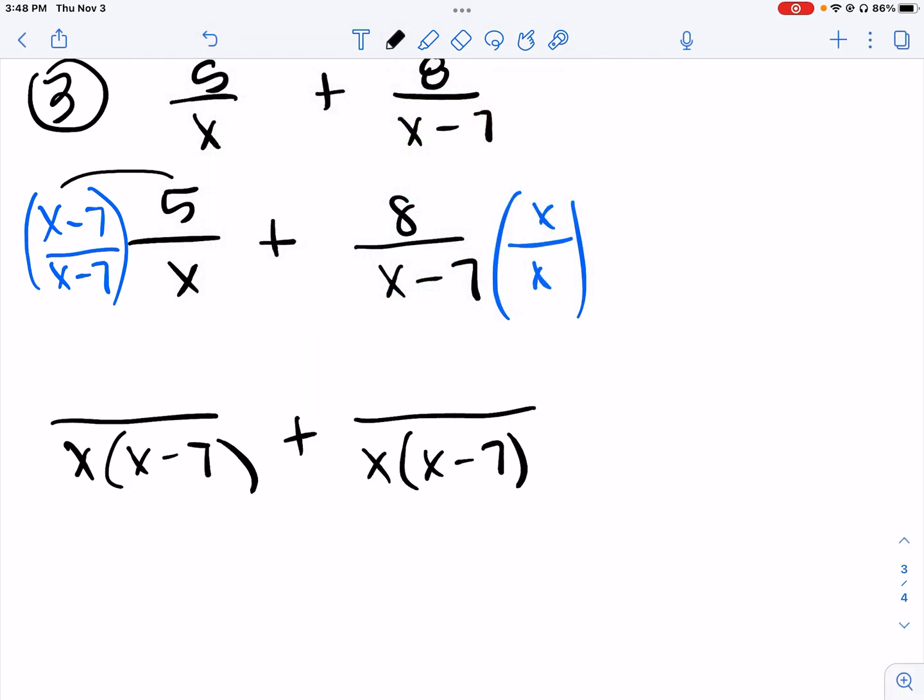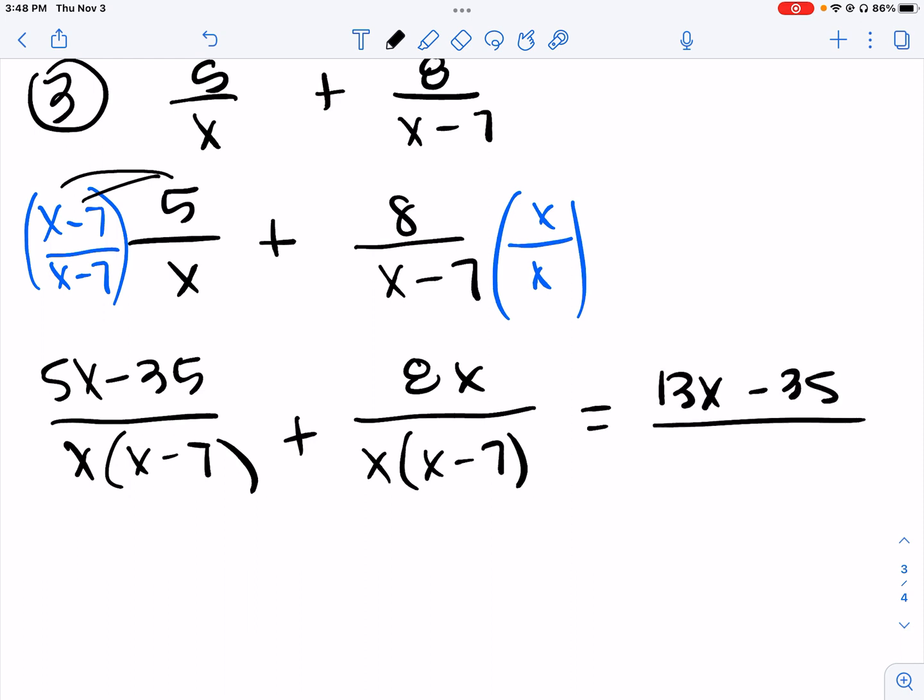So now multiply out that 5 and multiply that 8. And then we can add our like terms, 5x plus 8x. And that's our answer.